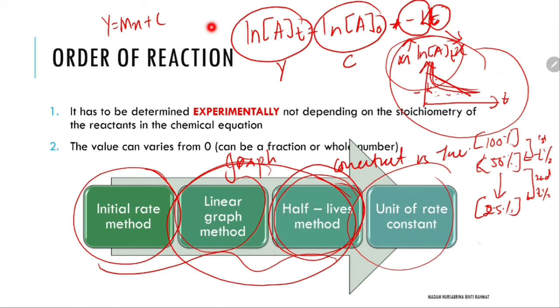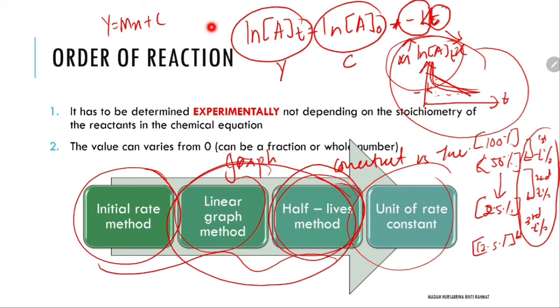Then you're going to discover the third one. From here, half of it becomes 12.5%. So this is the third t half. So you're going to compare between these three different values of half-life.